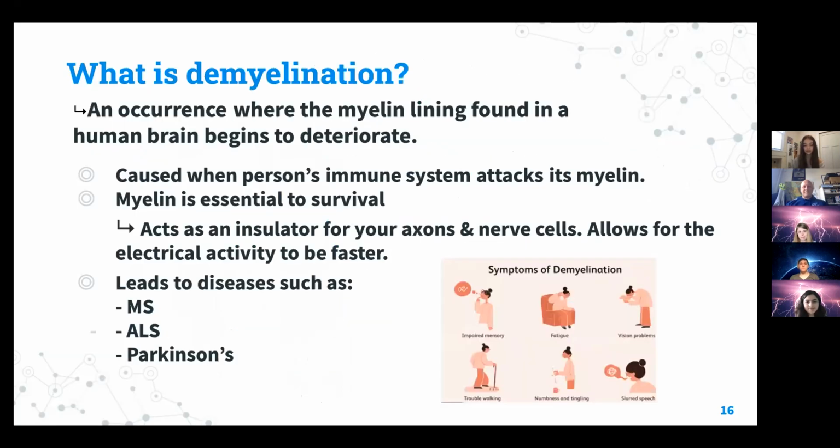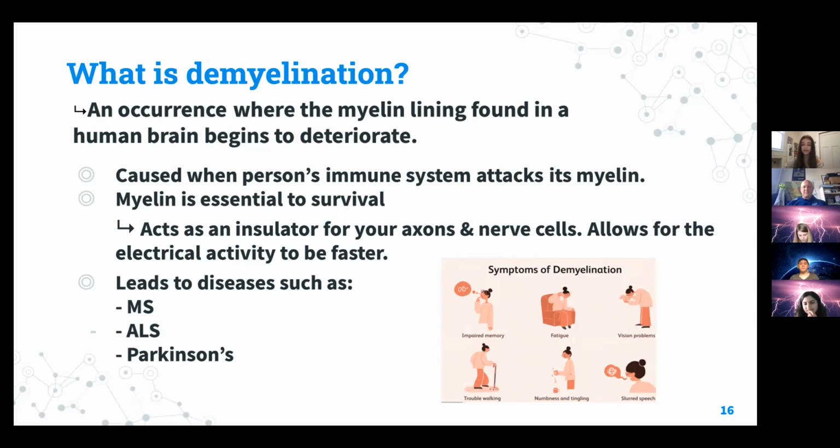So what is demyelination? Demyelination is an occurrence where the myelin lining found in a human brain begins to deteriorate. This happens because the person's own immune system will attack its myelin. And this myelin is essential to survival because it acts as an insulator for your axons and nerve cells. Its purpose is to protect and to enhance the speed of electrical impulses and allows electrical activity to be faster.